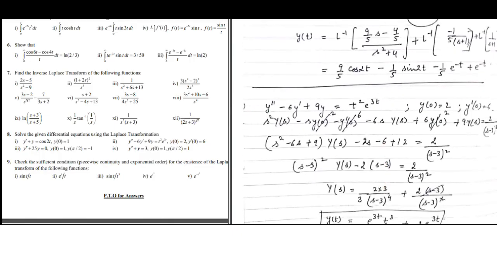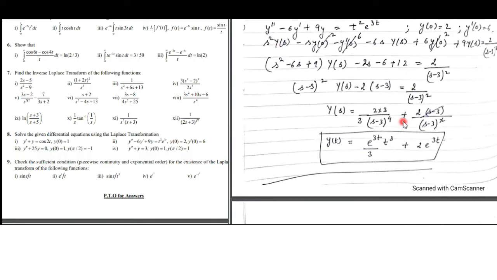Similarly, in the second part, we are having the second order differential equation under the two conditions. So this is an initial value problem. First of all, take Laplace to both sides, simplify it, and then take Laplace inverse, we get y(t). Similarly, in the third part, here we are having the boundary value problem. Here we are having the boundary conditions at 0 and at pi by 2.